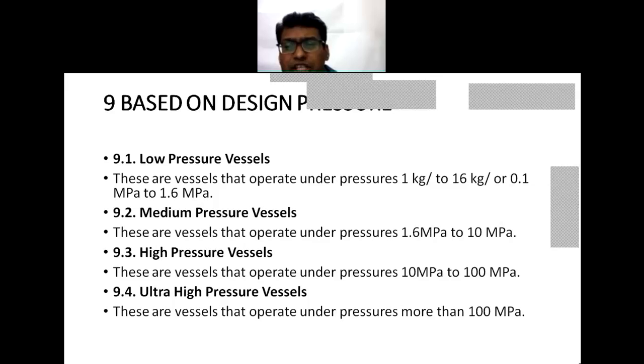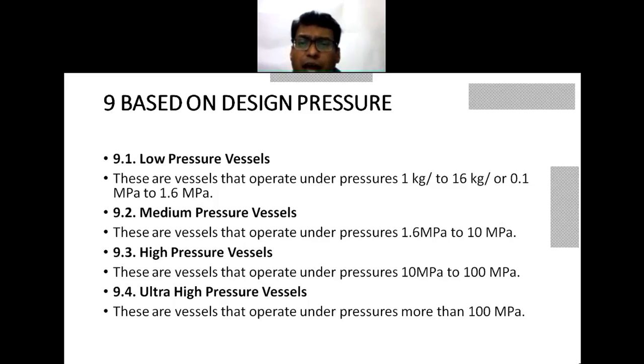Then the medium pressure range, that is from 16 atmospheres to 100 atmospheres. And then for high pressure vessels, from 100 atmospheres to 1000 atmospheres, and for ultra high pressure, that is more than 1000 atmospheres. So depending on this pressure, low pressure, medium pressure, high pressure and ultra high pressure, the vessel design has to be taken into consideration.